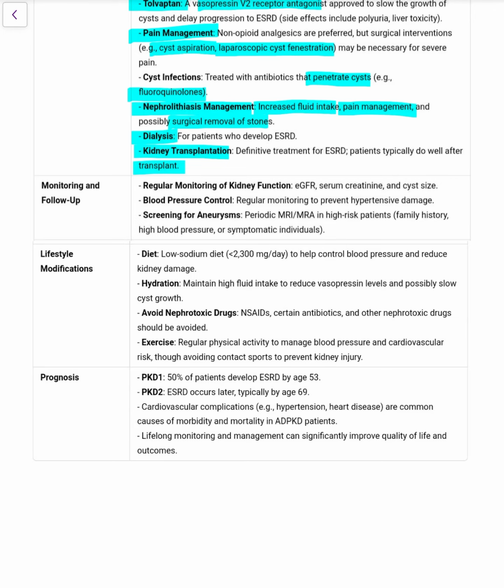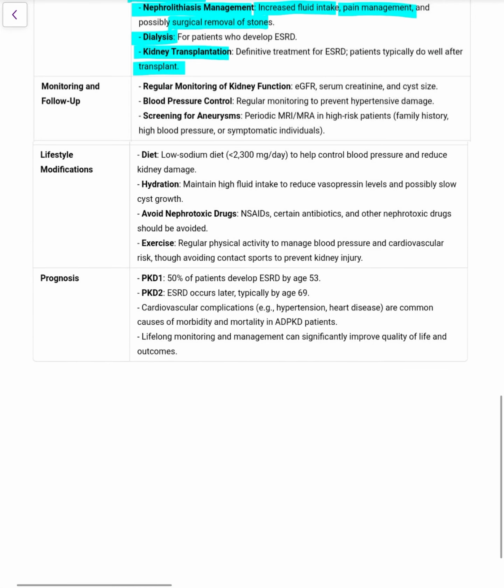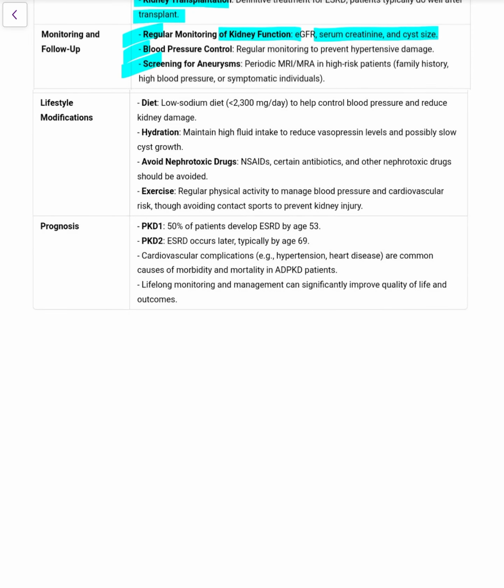Monitoring has to be done: regular monitoring of kidney functions like GFR, eGFR, serum creatinine, cyst size, blood pressure control, and screening for aneurysm, especially in those at high risk. Other than that, lifestyle modification: low sodium diet, and maintain hydration until there is ESRD or fluid overload. Until then, the patient has to drink more and more water to avoid nephrolithiasis, avoid nephrotoxic drugs, and exercise, right? So prognosis.